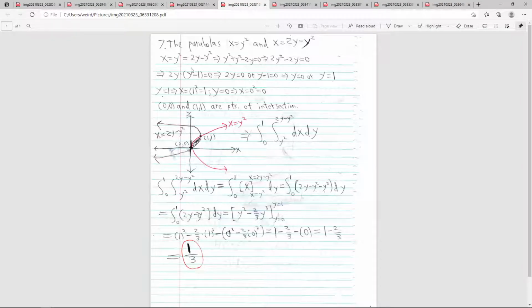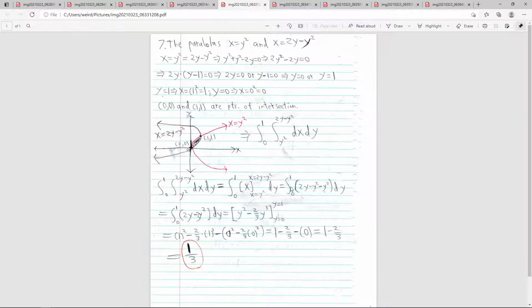So y squared equals 2y minus y squared. You set them equal to each other. So y squared plus y squared, and then you have minus 2y equals 0. 2y squared minus 2y equals 0. So factor it out: 2y times y minus 1 equals 0. 2y equals 0 or y minus 1 equals 0. So y equals 0 for that, or y equals 1. y equals 1 means x equals 1 squared equals 1. And y equals 0 means x equals 0. So (0, 0) and (1, 1) are points of intersection between these two parabolas.